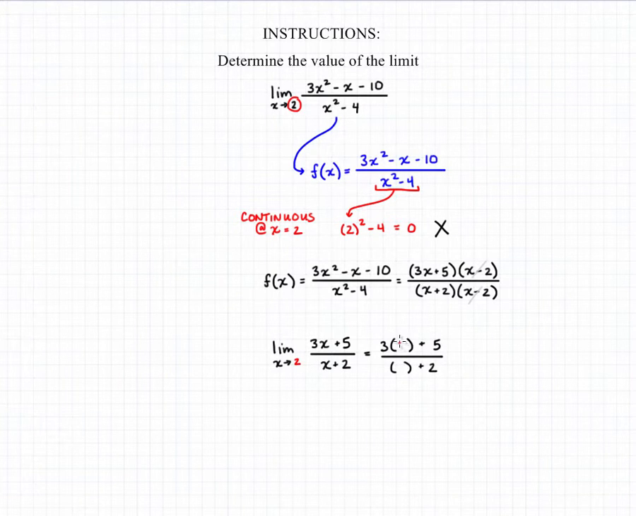We're going to plug 2 in for x, and that's going to give us 6 plus 5 in the numerator, and 2 plus 2 in the denominator, which if we solve will give us our final answer, which is that the value of the limit is 11 over 4.